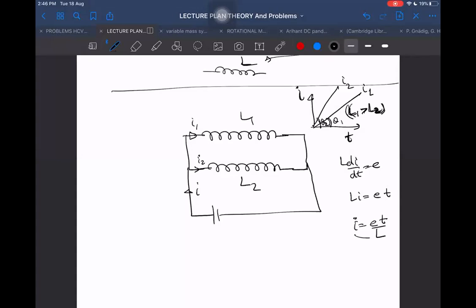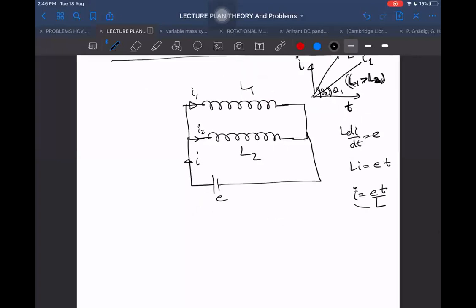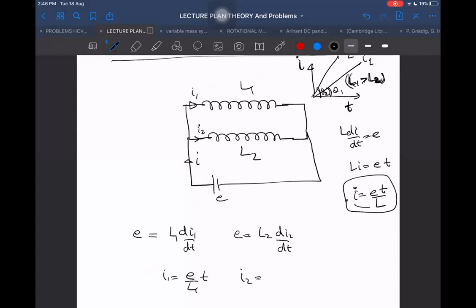The question is, what will be the effective inductance of this circuit? How to write the effective inductance? Let us try to write it. So the equation will be something like this: E is equal to L1 into di1 by dt, and E is also equal to L2 into di2 by dt. Or I can write I1 is equal to E by L1 into t, I2 is equal to... yes, mutual inductance is also there. That also I have to take. I cannot do that.